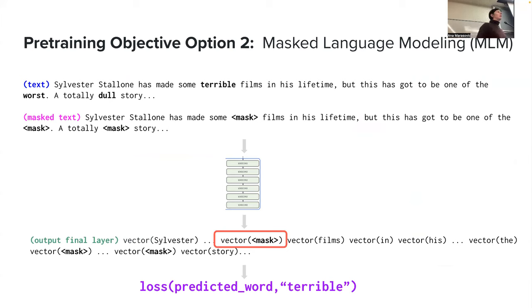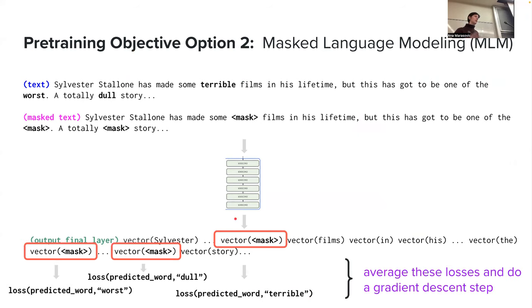And you do negative log likelihood, you get the loss for one of these mask tokens, but we have multiple of them. I said I have 15%. So if we had three mask tokens, we are going to end up with three loss values here, which we are going to average to produce a single loss for our gradient descent.